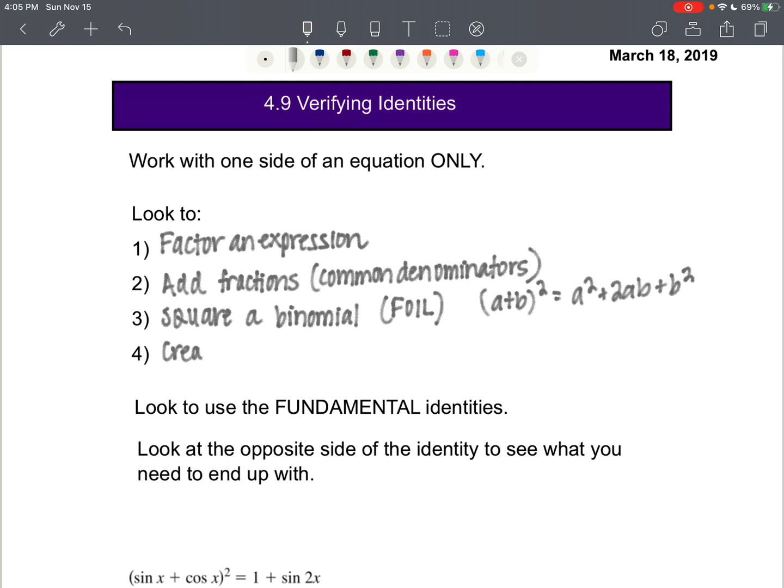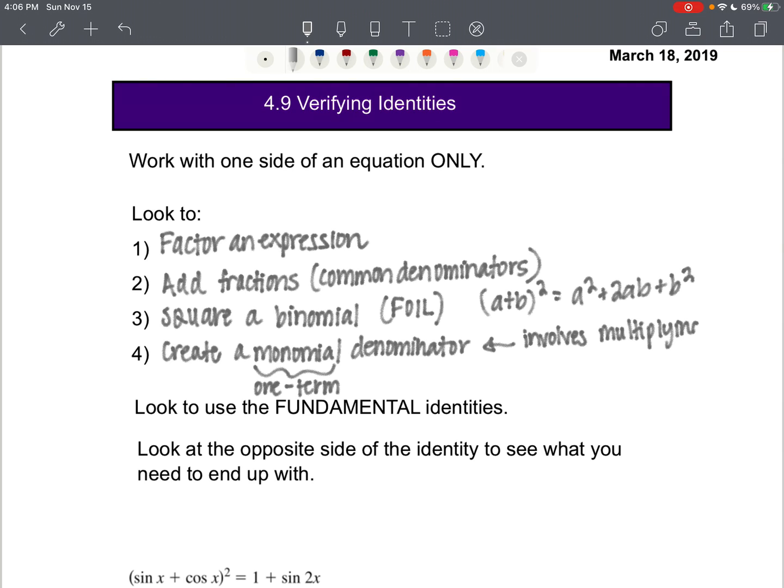Or create a monomial denominator. A monomial is a single term. So a monomial denominator is when you have one term. This involves multiplying by the conjugate.